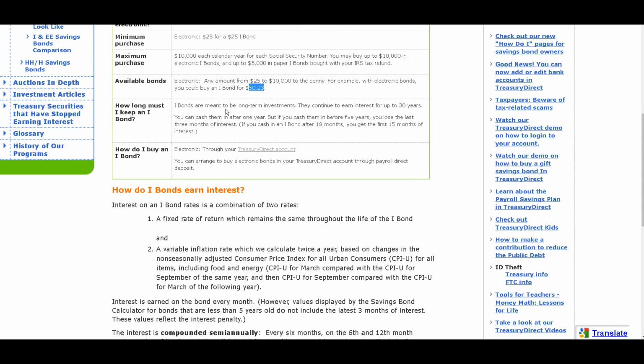And I bonds are meant to be a long-term investment. They continue to earn interest for up to 30 years. Same rules apply. You can cash them after 1 year. You must, but if you do cash them before 5 years, you lose the last 3 months of interest. And if you cash I bonds after 18 months, you only get the 15 months of interest.